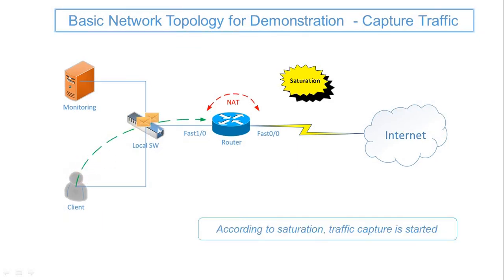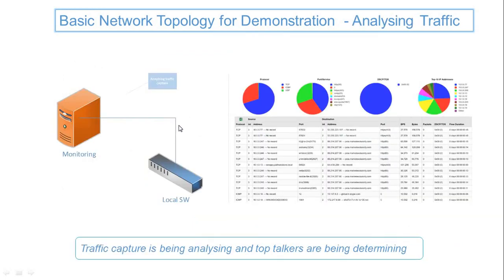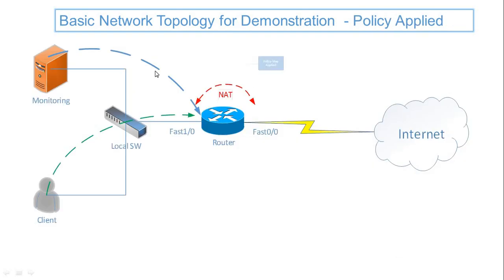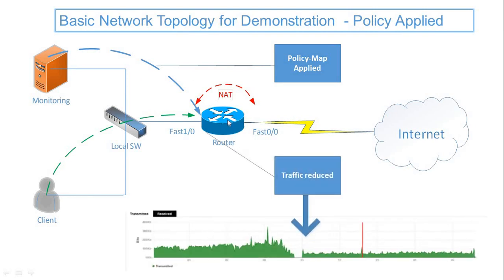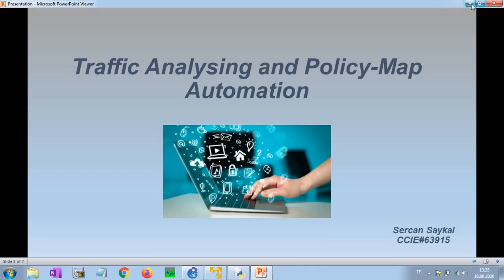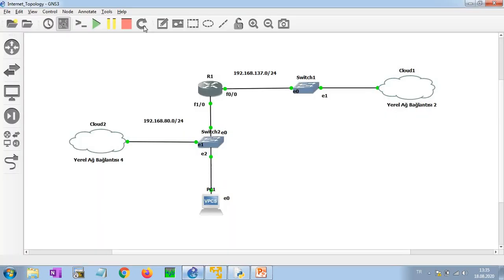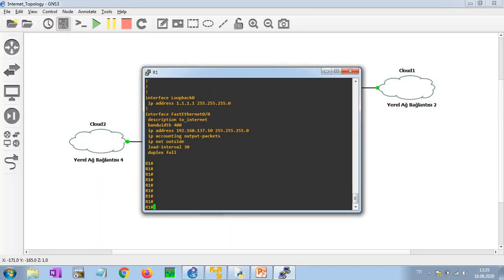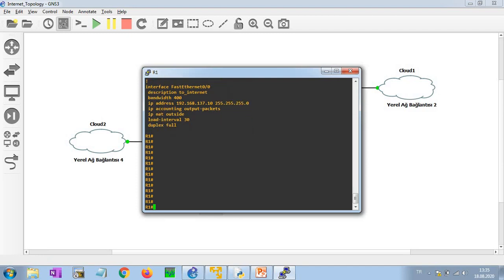And according to saturation, we will decide to capture local traffic, and this capture will be analyzed and top talkers are determined for TCP and UDP again. And lastly, the script will create a policy map for us and apply it to the router, and we will observe traffic reduction on STG at the same time. Well, let's continue with the network side again. I would like to talk about some predefined configuration.